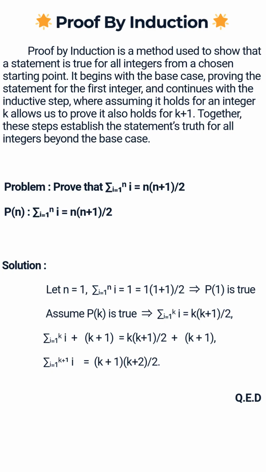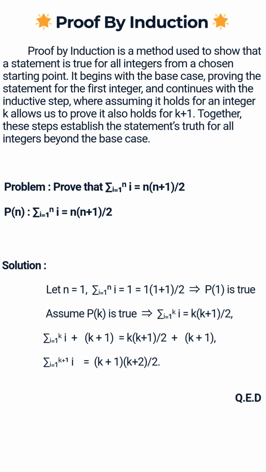So when n equals 1, the statement 1 equals 1 times 1 plus 1 over 2 is true. So the statement is true for the base value 1. So let's assume the statement is true when n equals k. So this implies that the sum of natural numbers from 1 to k equals k times k plus 1 divided by 2.